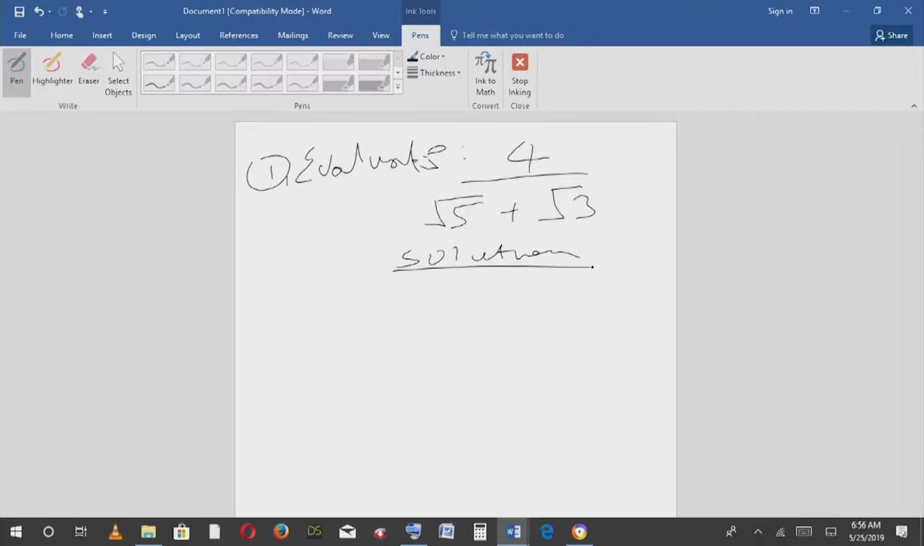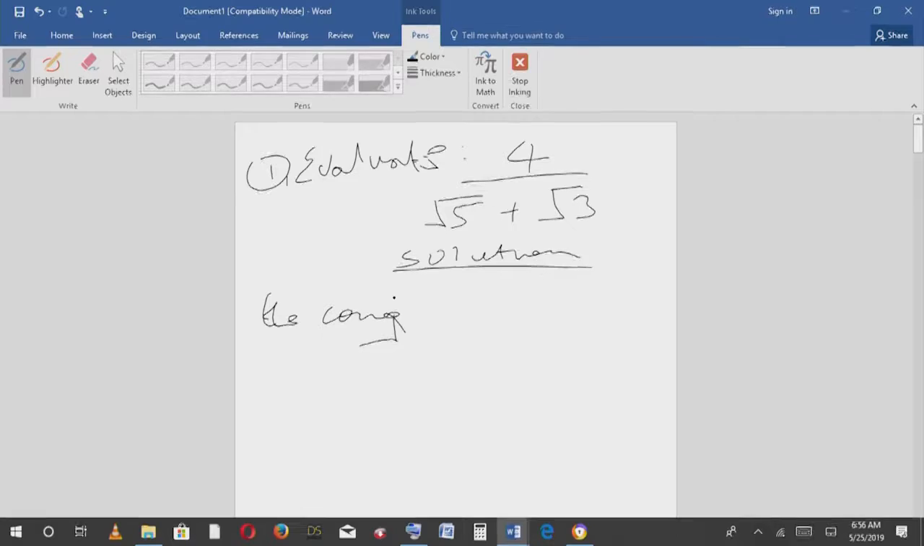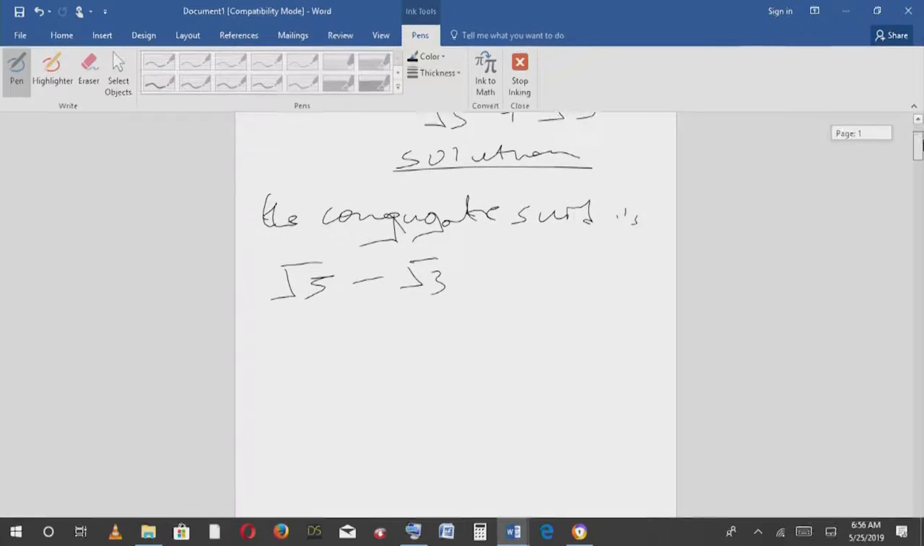Why? Because we had a positive value there, which is root 5 plus root 3. Now, if we are to multiply by the conjugate of that particular surd, it will be the reverse of that sign. Of course, the opposite of plus is minus, and the opposite of minus is plus. So the conjugate surd is root 5 minus root 3.